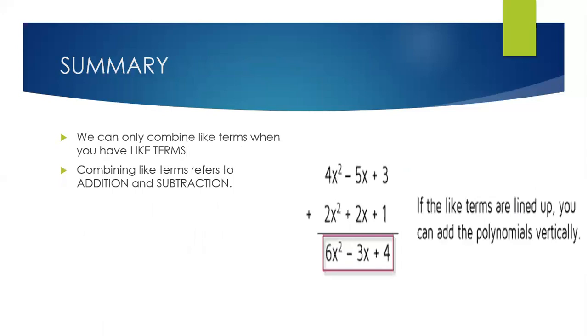So in summary, we only combine like terms when we have like terms. We only add or subtract when we have like terms, and we can line things up. And that is it, I think. It is.